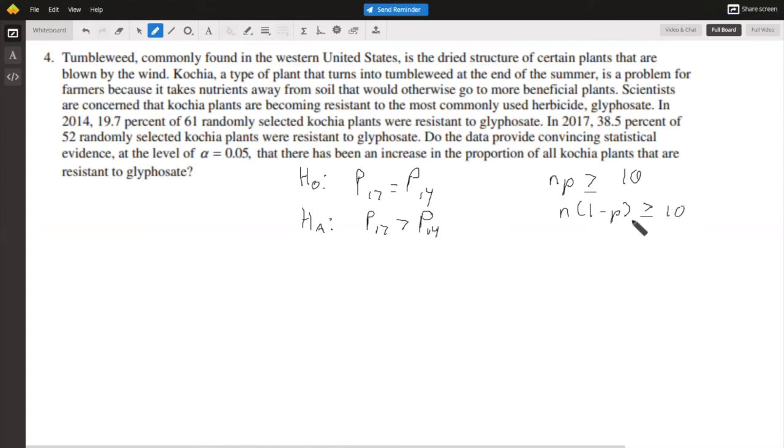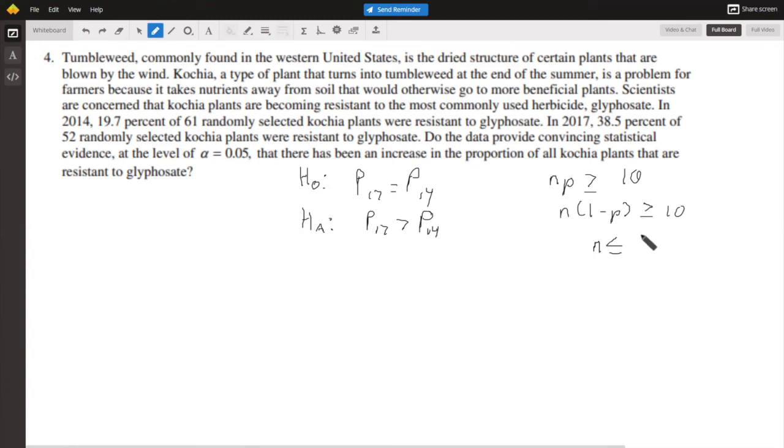And then we also need to check if the amount of, I guess, items in question here are greater than 30? We don't need greater than 30 because all you need is np greater than 10 and n times 1 minus p greater than 10. That's 10 successes and 10 failures. So minimum is 20, but that's only if it's a 50-50 chance.